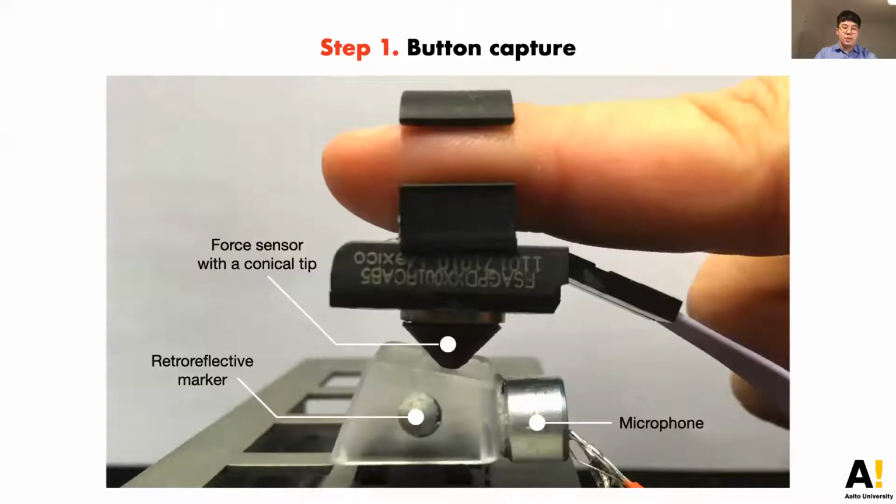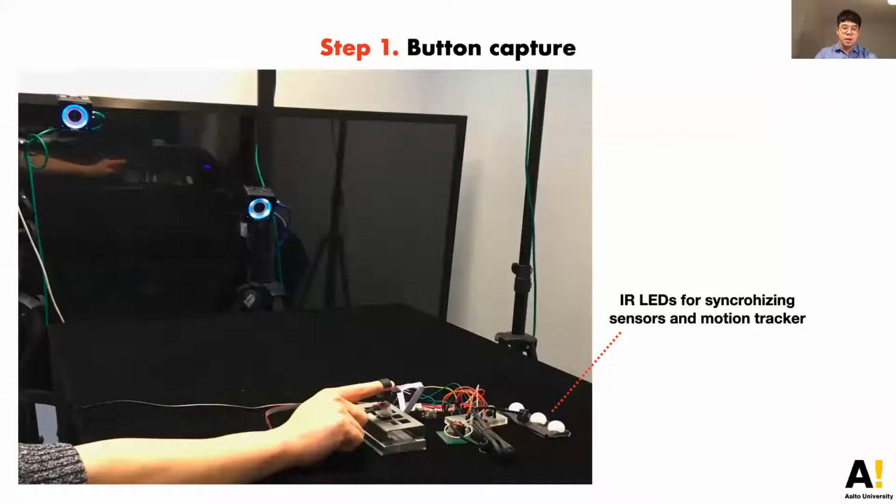First, we capture the button profiles by measuring with human presses. A force sensor is attached on the fingertip for detecting the force, while a microphone is detecting the vibration sound wave. Reflective markers are attached on the sides of the keycap for the camera tracking system to capture the displacement. To synchronize the sensor's data and the motion tracker's data, IR LEDs will be activated before each measurement.